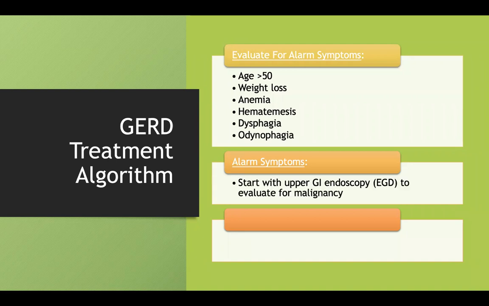Okay, you can't just treat them empirically. Those are all risk factors. Any one of those is a risk factor for esophageal cancer, and you don't want to miss that. You can't just treat esophageal cancer with a PPI, right? So if they have alarm symptoms, you should start with the upper endoscopy. If they don't have any of those alarm symptoms, if it sounds like a classic case of GERD, just some chest pain or heartburn that gets worse after meals or at night, and they're in their 30s, then you can start them empirically with a PPI or an H2 blocker.